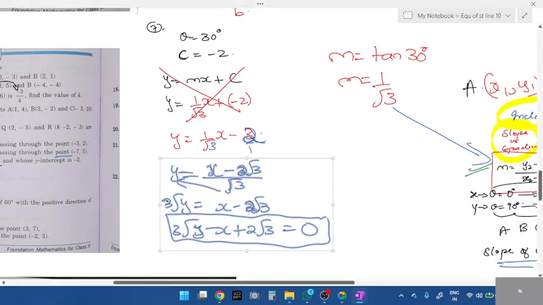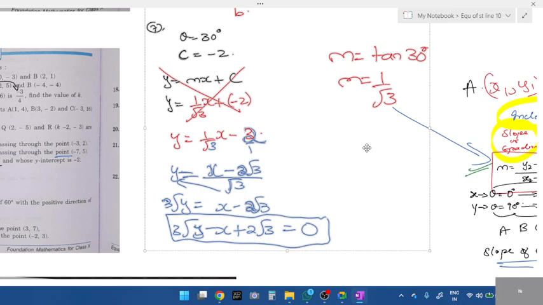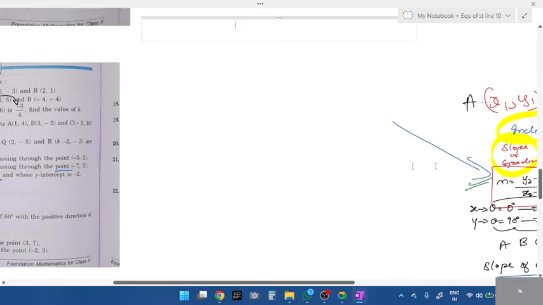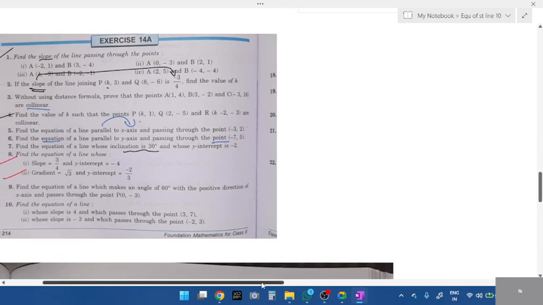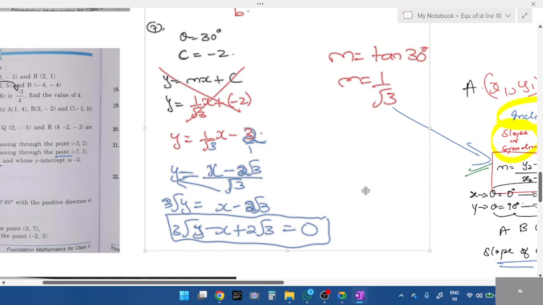Your m value wasn't given. Theta value was given. We used m is equal to tan, sorry, theta was 30. Tan 30 is 1 by root 3. Be quick, students. Done? Completed? All of you understood? Sorry, erased it. Look at this. Remember, y is equal to mx plus c.